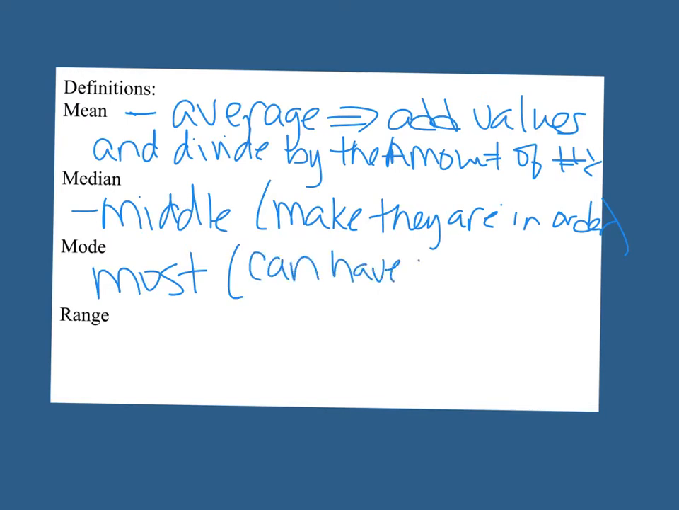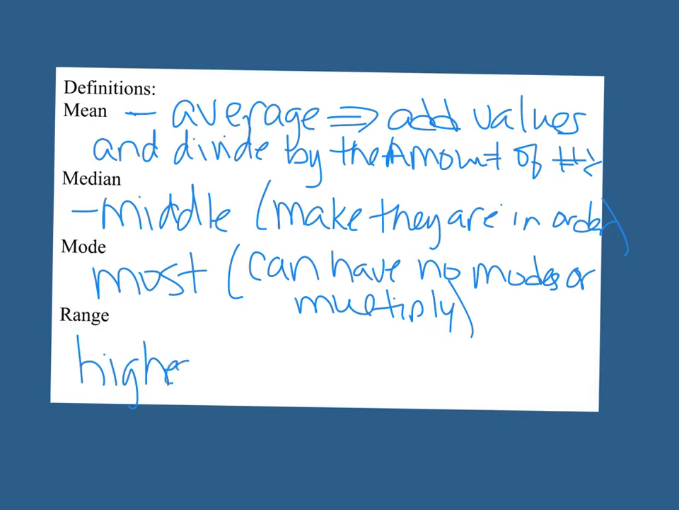Mode is the one that occurs the most. You can have no modes or multiple modes. Range, highest minus lowest, again in order.